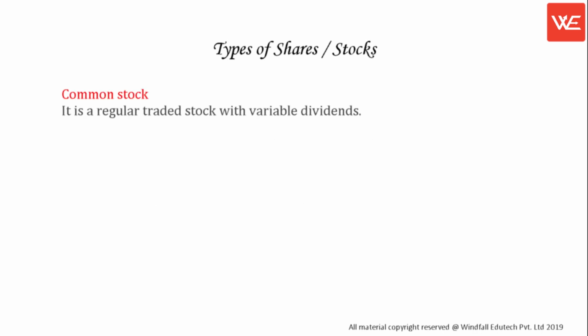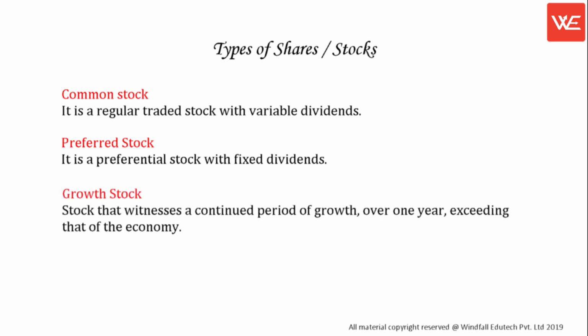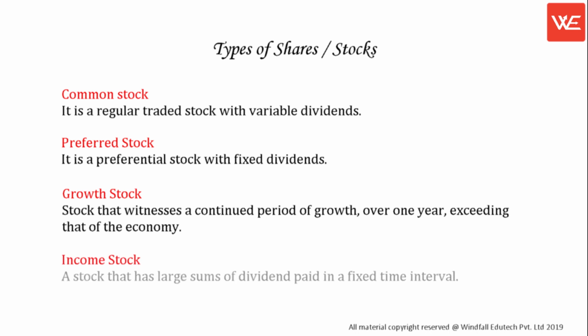Common stock. It is a regular traded stock with variable dividends. Preferred stock. It is a preferential stock with fixed dividends. Growth stock. Stock that witnesses a continued period of growth, over 1 year, exceeding that of the economy. Income stock. A stock that has large sums of dividend paid in a fixed time interval.